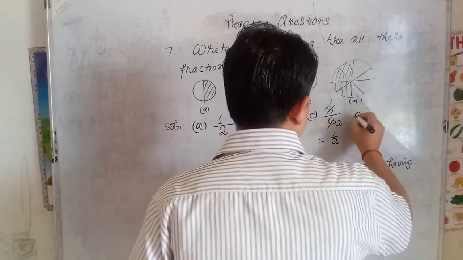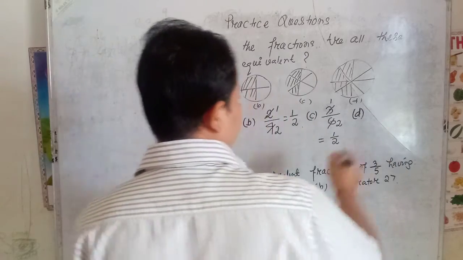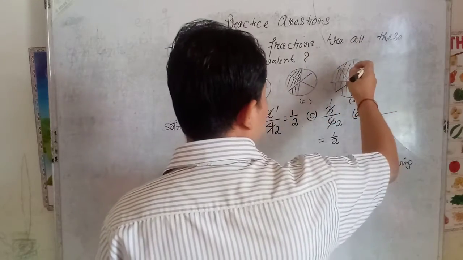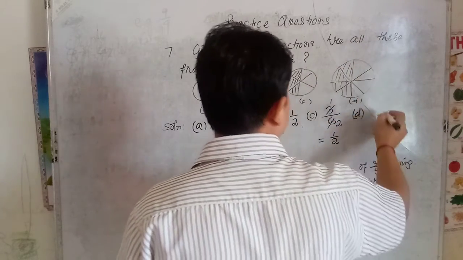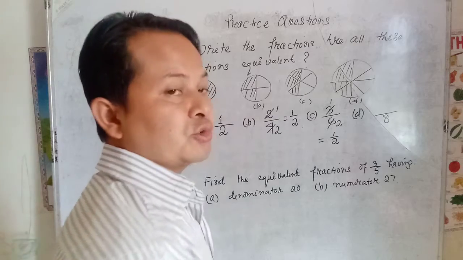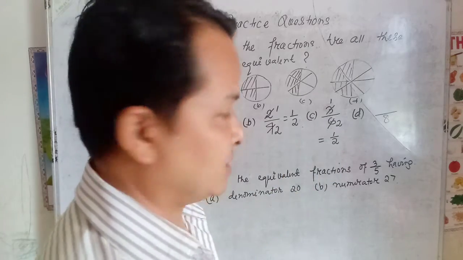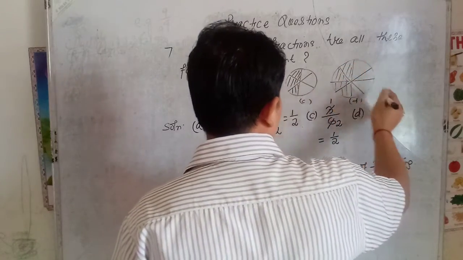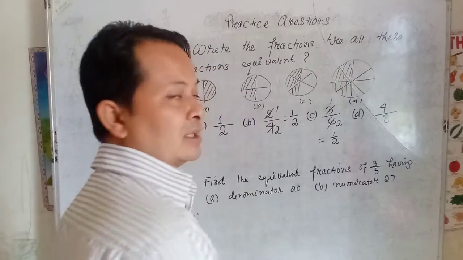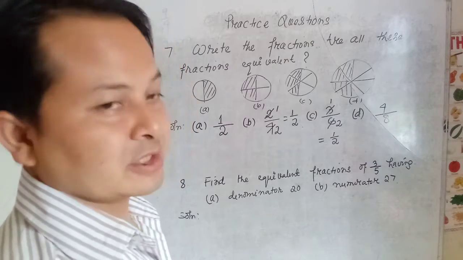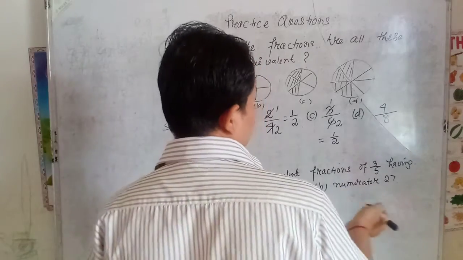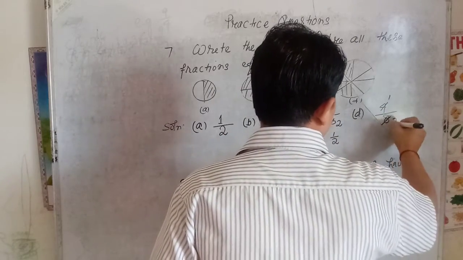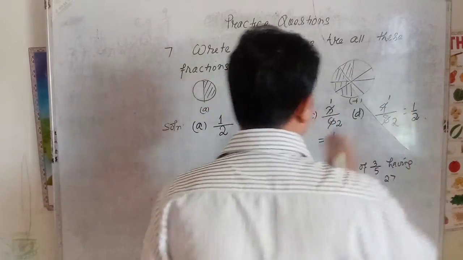Likewise, let us have question number D. In question number D, the whole circle is divided into 1, 2, 3, 4, 5, 6, 7, 8 equal parts. So the whole part should be 8. And how many shaded portions are there? 1, 2, 3, 4. There are 4 shaded portions. So let us convert into its simplest form, that is 4 1s are 4, 4 2s are 8. So the value of the fraction is 1/2.